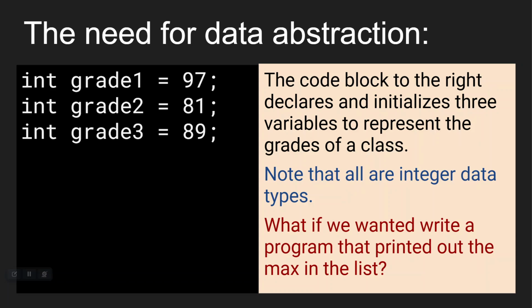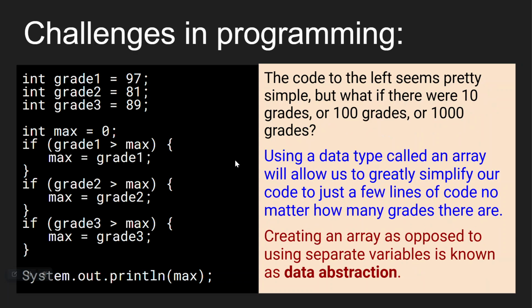And in order to exemplify that, we're going to look at a little code block here, right? So we've got three grades that are all initialized as integers. And what if we wanted to write a program to print out the maximum in this entire list? So what we would need to do is basically set the max to be 0 initially, and then check all of the grades. If grade 1 is greater than the max, then the max will be set to grade 1, so it would be set to 97. But then we would need to check the rest as well.